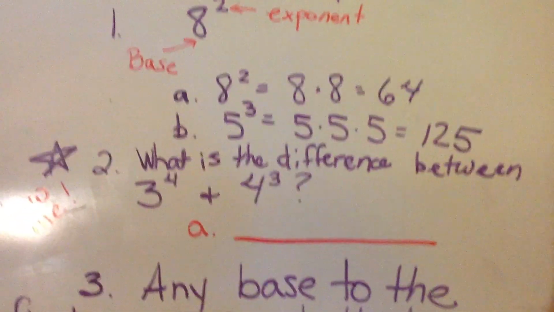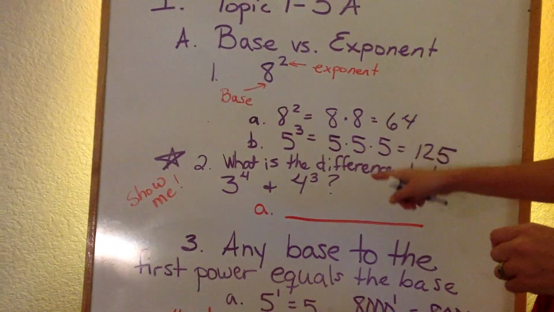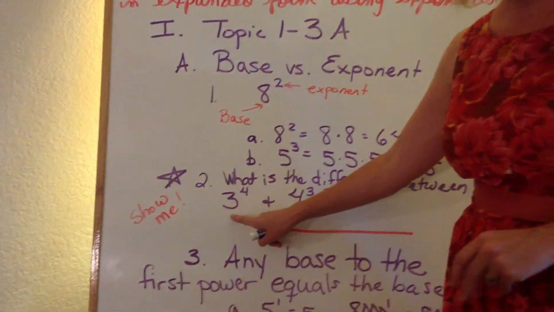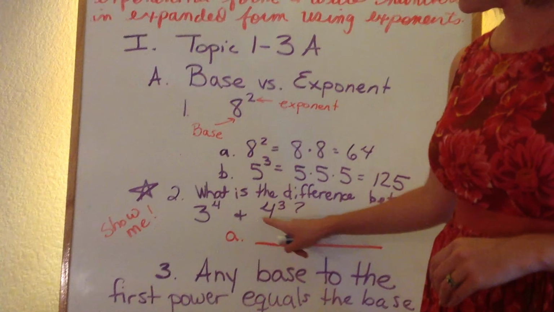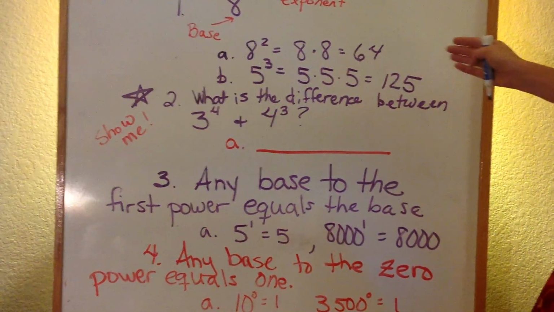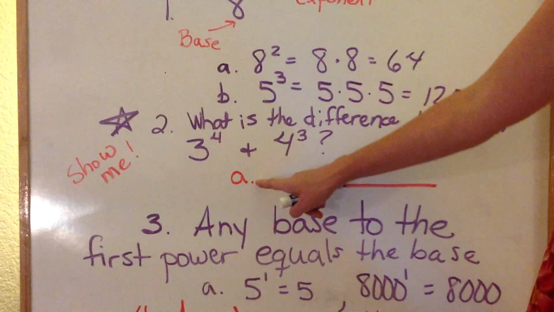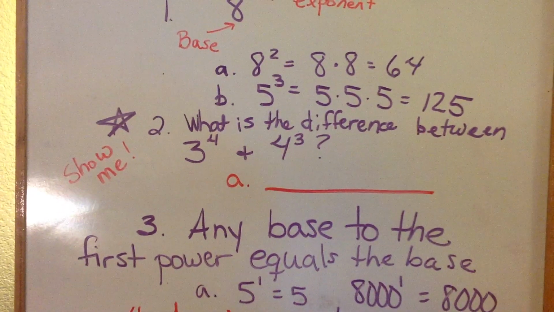So now you're going to do a problem, and you're going to show me your answer tomorrow. I want you to show me what the difference between 3 to the 4th power is and 4 to the 3rd power. Write it out like this and solve it to show me what the difference is. Put it in this A spot. I'll be checking tomorrow that you did that.